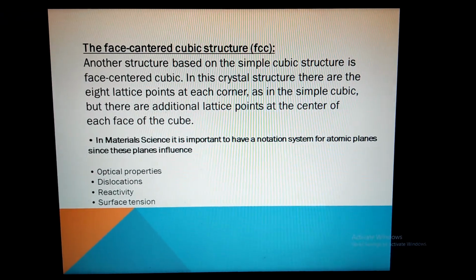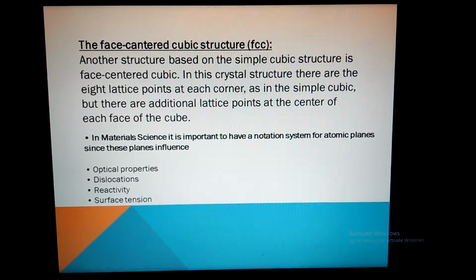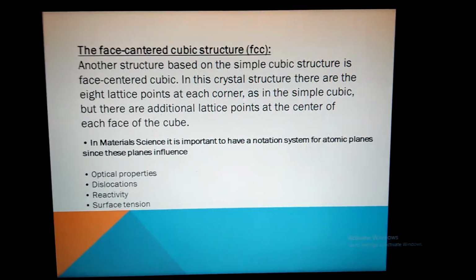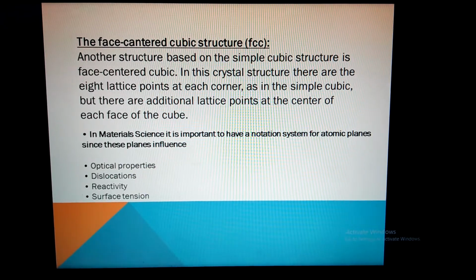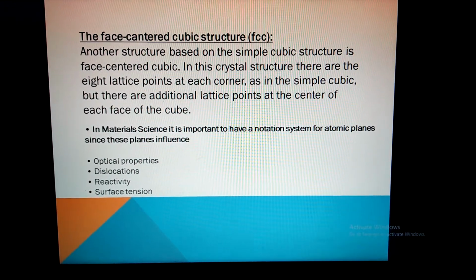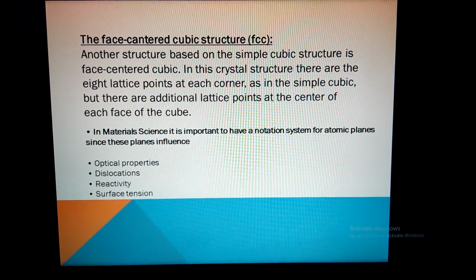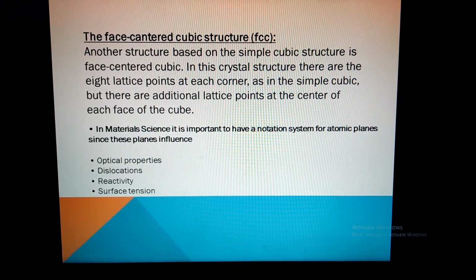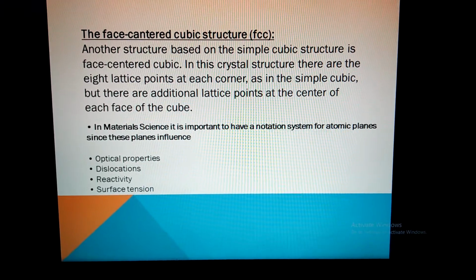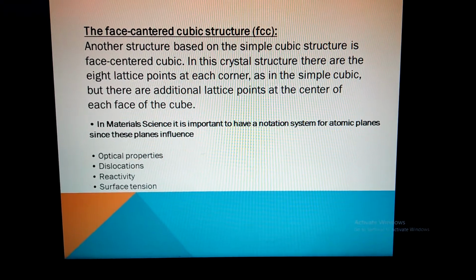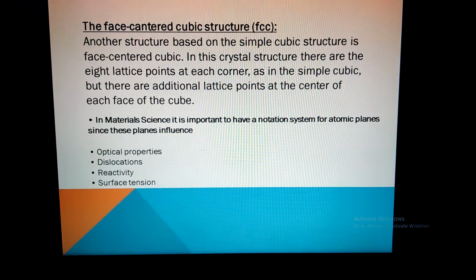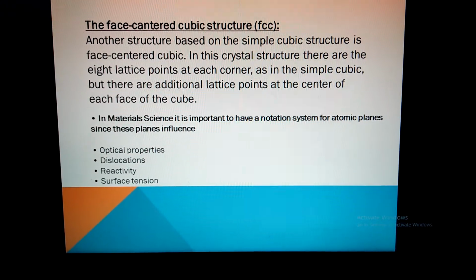The face-centered cubic structure. Another structure based on the simple cubic structure is face-centered cubic. In this crystal structure there are the 8 lattice points at each corner, as in the simple cubic, but there are additional lattice points at the center of each face of the cube.